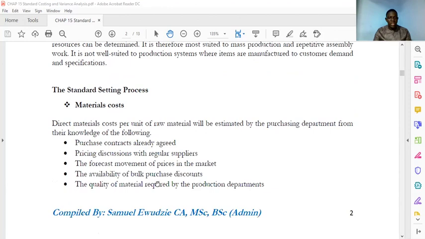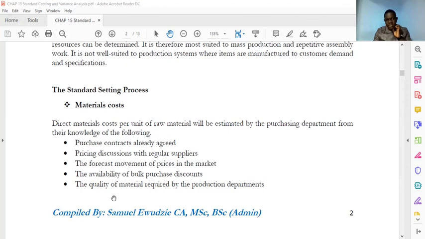Okay, good. So we know that we said that it's about accumulating cost, about the cost element. For cost element, we know we have material, we have labor, we have expenses. We know the expense can be direct or indirect. Okay, good. All right.